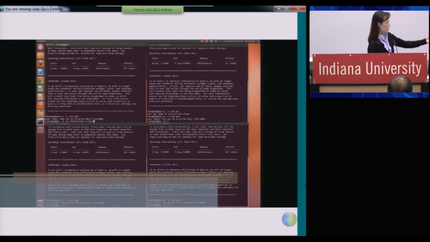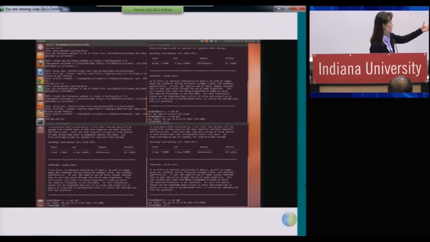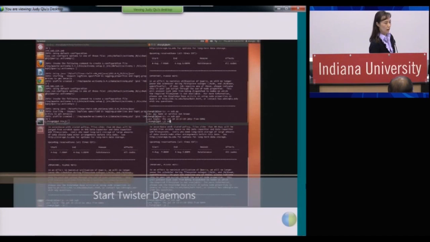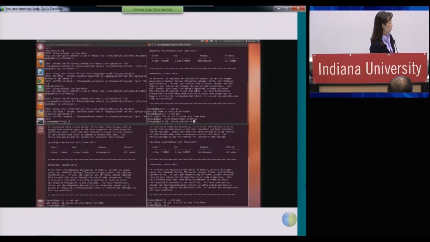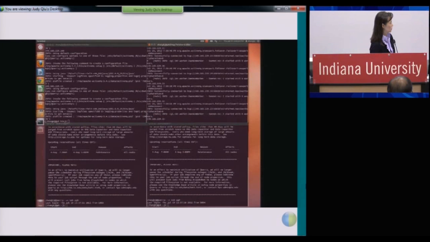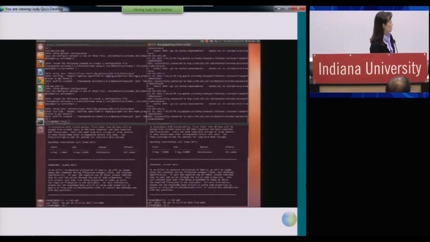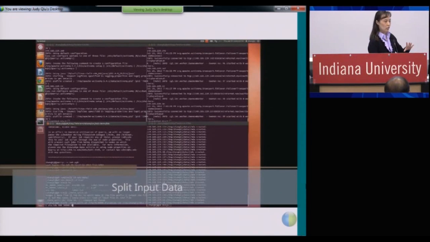There are several steps. Initially, we started the ActiveMQ middleware messaging system. The next step is starting the Twister runtime system. The third step is that we need to load the data.